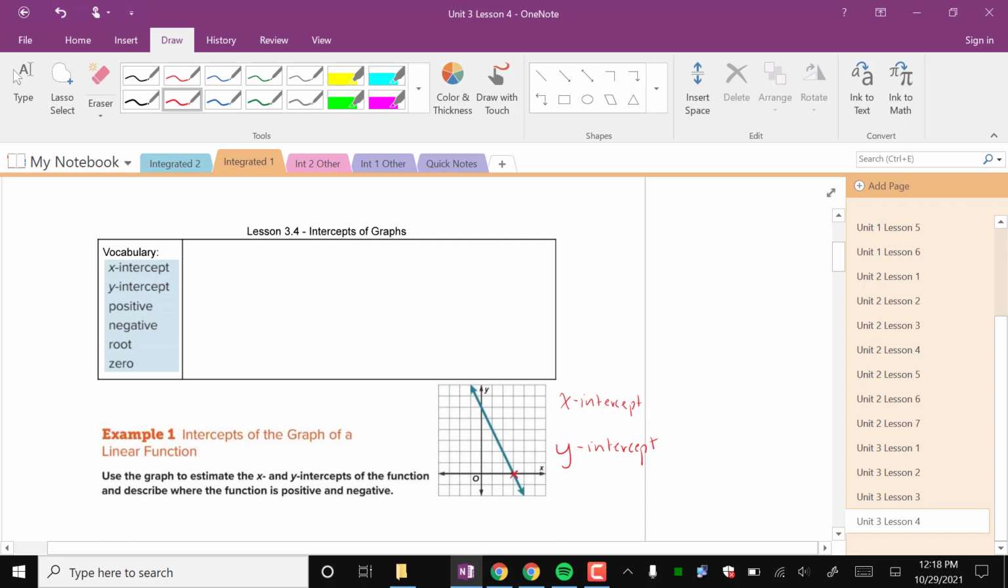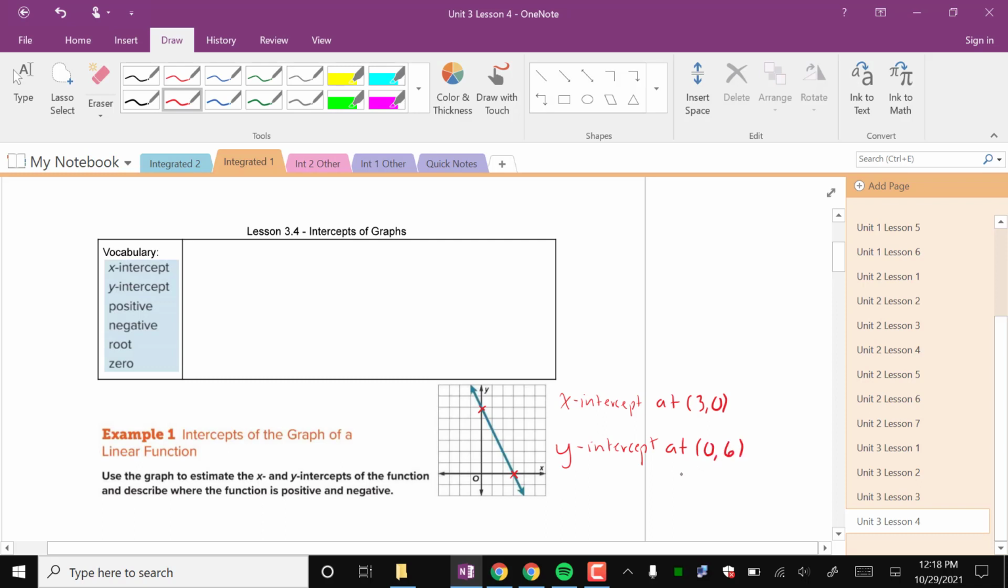And it's going to be right here, and that's 1, 2, 3. So the x-intercept is at (3, 0). So for the x-intercept, the y is going to equal 0. For the y-intercept, the x is going to equal 0. So that's going to be right here for the y-intercept, and that's 1, 2, 3, 4, 5, 6. So that's going to be at (0, 6).